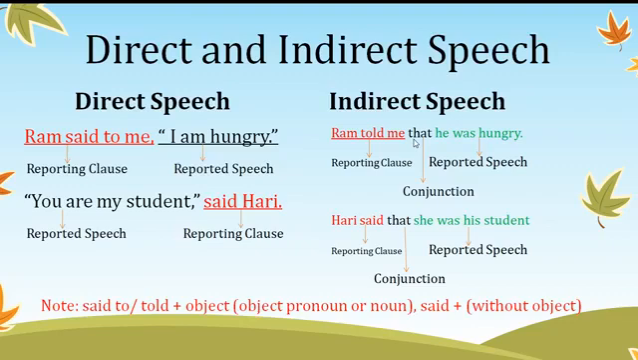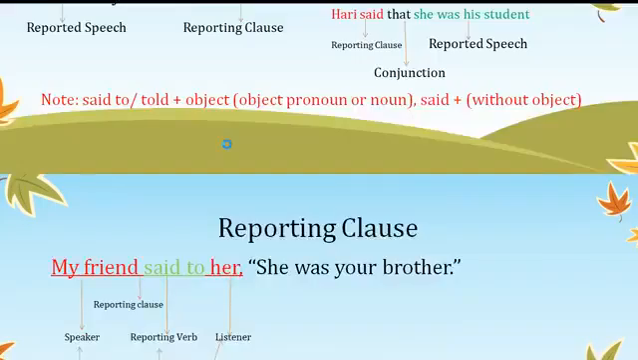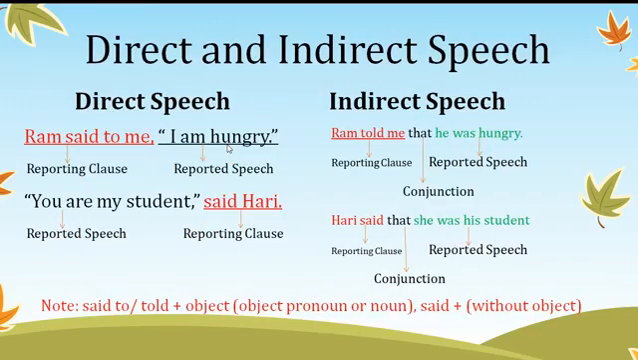Just to repeat it, I am telling you. How do you come to know direct speech? In direct speech, the reporting clause and the reported speech are separated with a comma. Number one. Number two, the reported speech is always inside the inverted commas. That is why it is called direct speech. Second thing, in indirect speech, what do you know? The reporting clause and the reported speech are joined with a conjunction. And there won't be any commas and inverted commas in indirect speech. These two things must be there in direct speech and indirect speech. Then we come to understand, oh, this is direct speech and that is indirect speech.